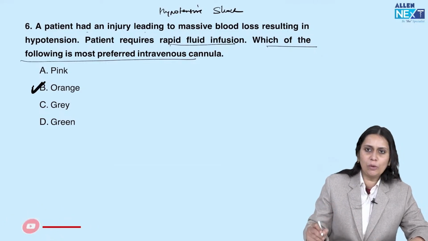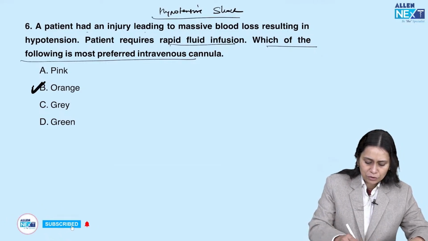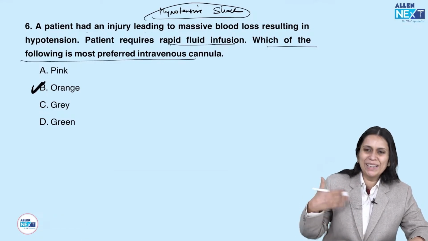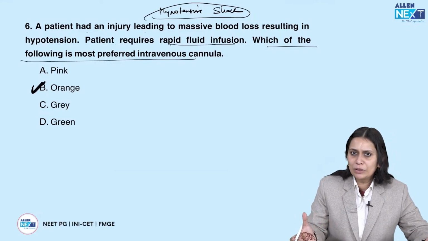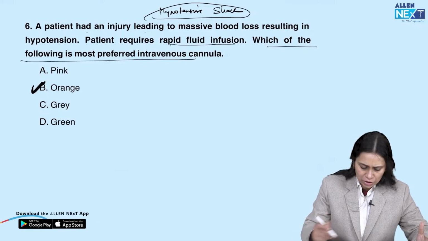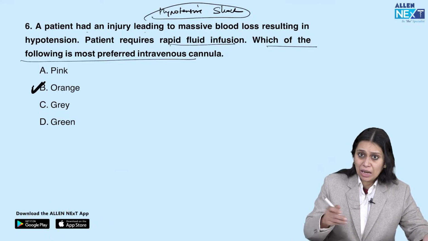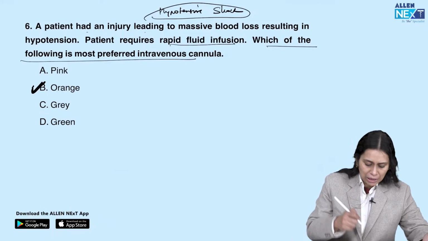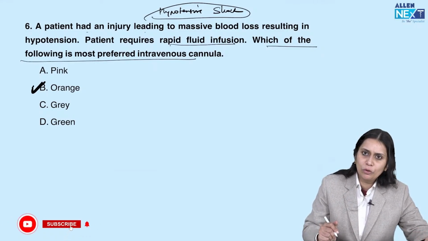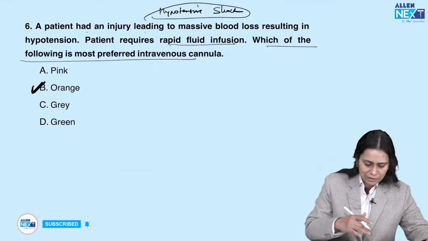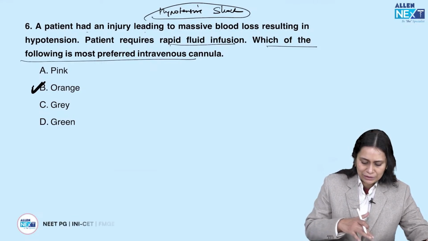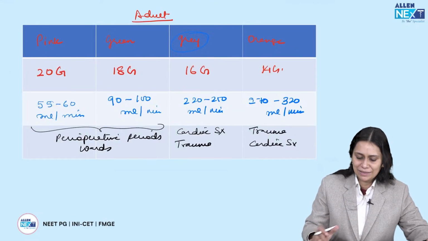This is most commonly used in hypotensive shock to give the fluid as quickly as possible to restore the blood pressure of the patient. So in trauma patient, we go for orange cannula. Thickest cannula given in the option is what we go for. If orange was not there in the option, we would have gone for gray cannula. Got it? So this is how we'll answer the question. Okay. So these are the 4 important adult cannula which I discussed with you.